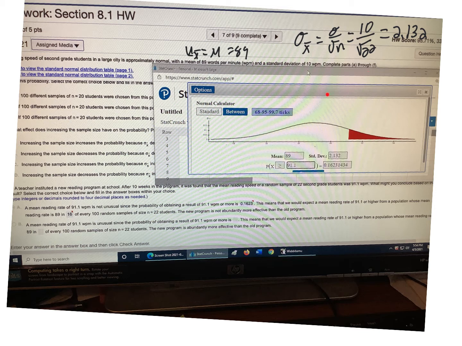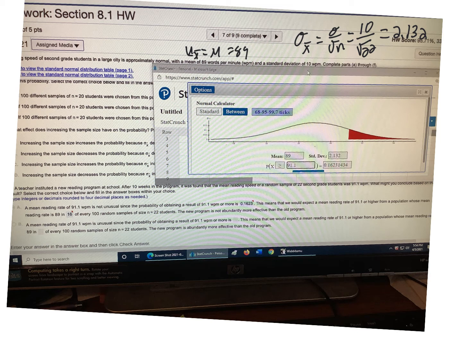So I brought up StatCrunch, a normal calculator, and I put in the mean and standard deviation, which I calculated. And so you want a mean reading speed of 91. It's not unusual. So, 91 or more, put the greater than in there, click compute, you see, and I get 0.1623. Of course, that's more than 5%, so that's why it's not unusual.